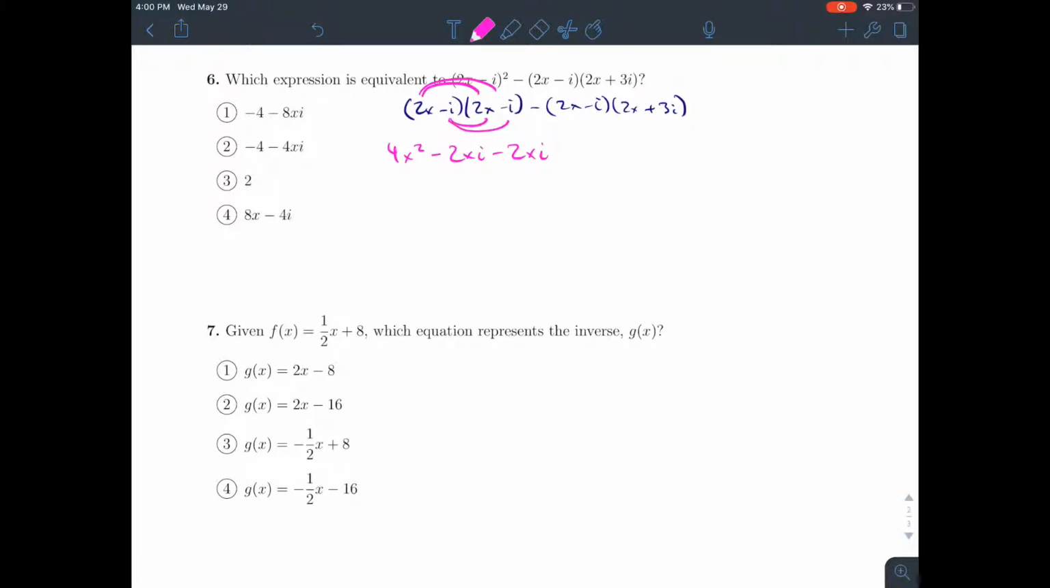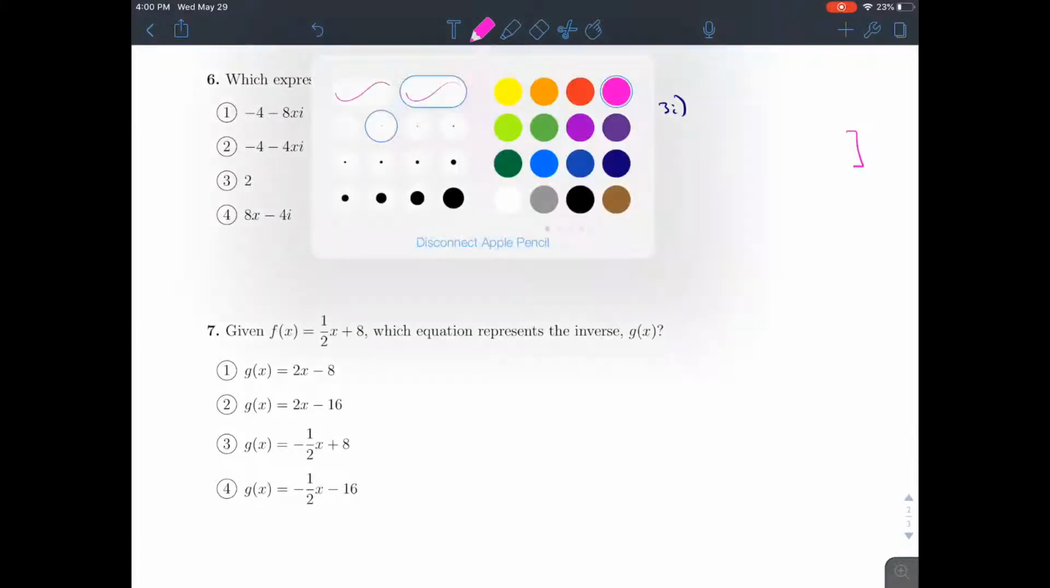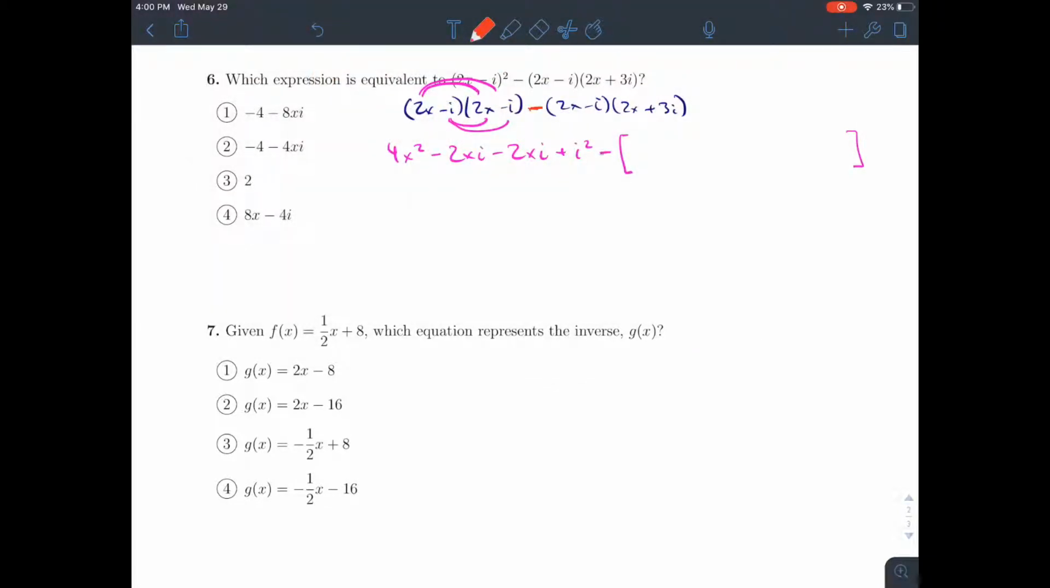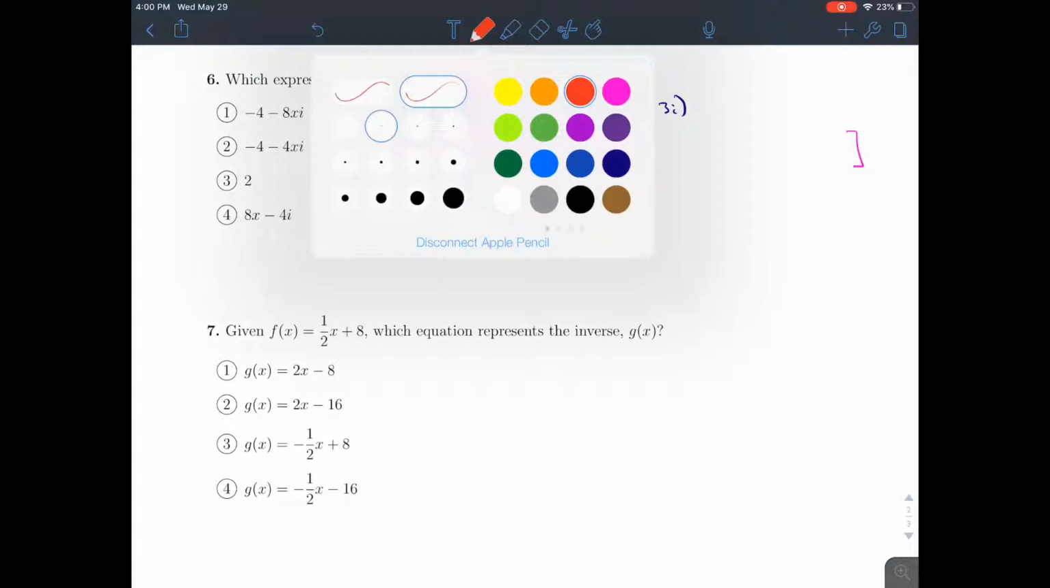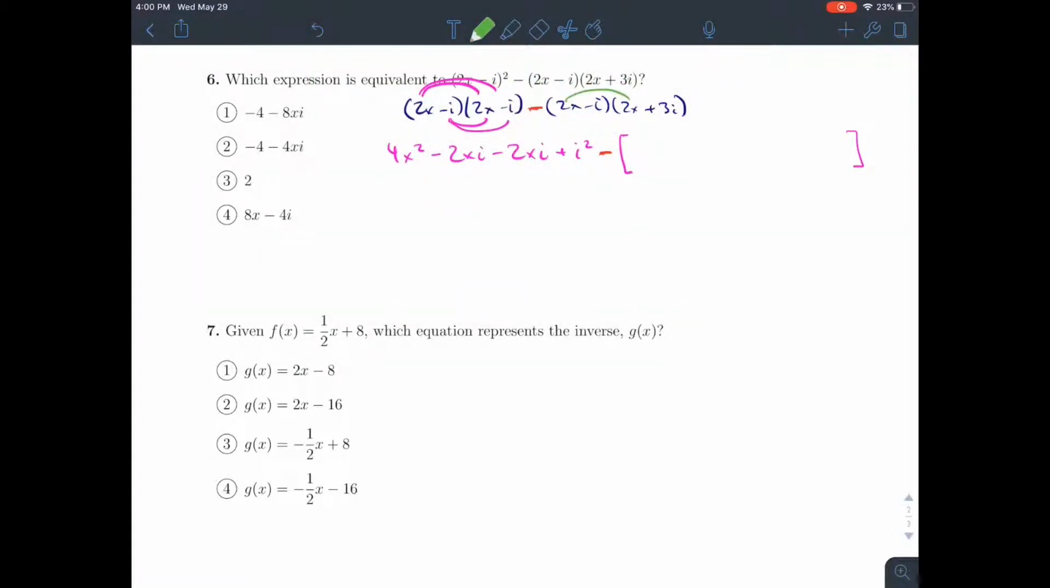Now negative i times negative i is positive i squared. Now we have a minus sign here, so we're going to need to subtract whatever we get from distributing. So using colors here, this minus sign is this minus sign. Now distributing out with the green marker, this gives us 4x squared plus 6xi minus 2xi minus 3i squared.